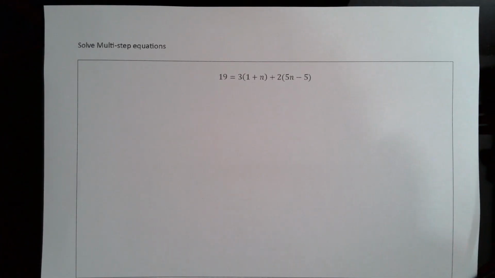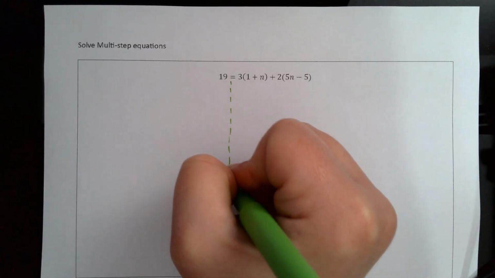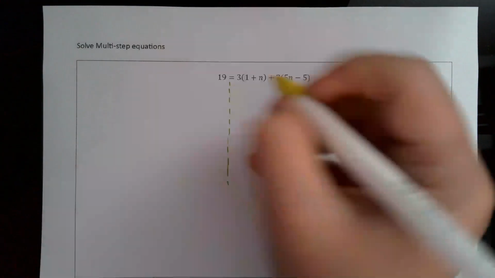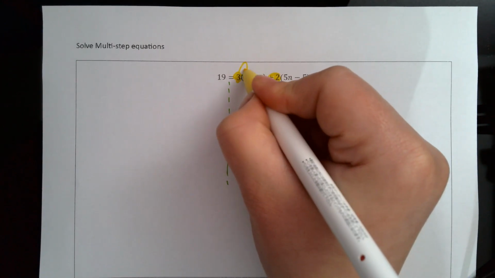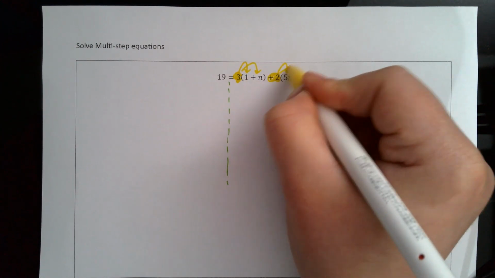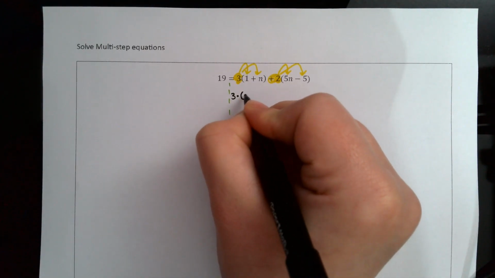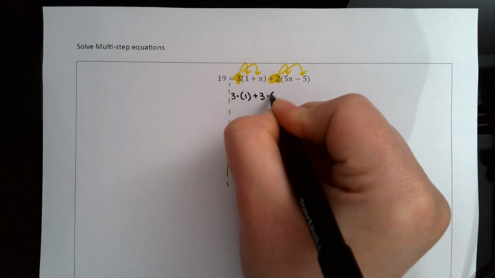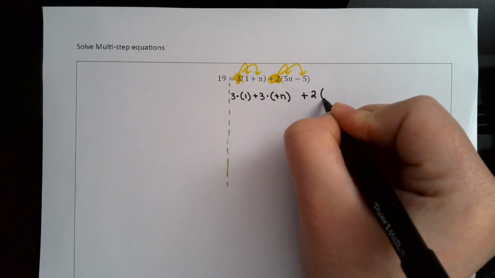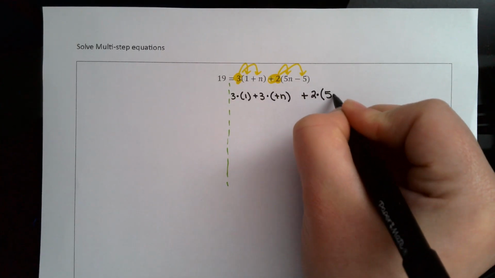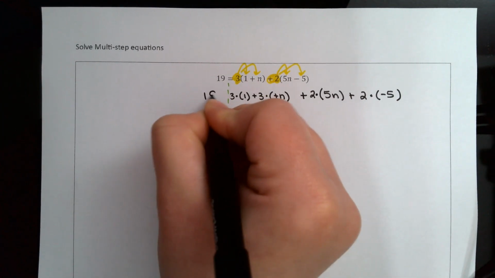All right, a lot of things happened here. We got double distributive, dotted line for balance. I'm going to ask you to write on the smaller side because there's a lot that needs to be done here. We got a 3, we got a positive 2. Both of these are going to need to be distributed with their own bubbles. So we have 3 times open 1 and 3 times open positive n, and 2 times open 5n, and 2 times open negative 5. You got 19 on this side.